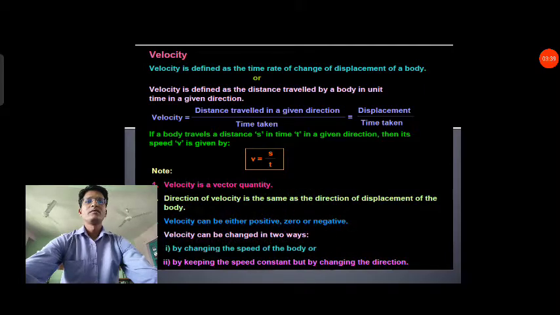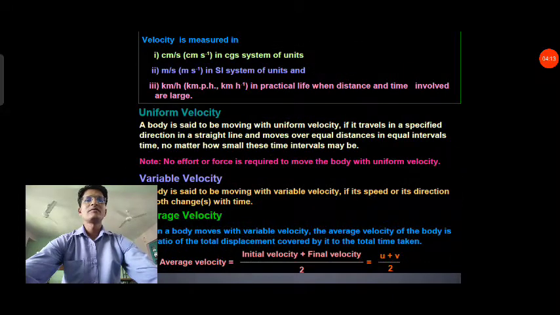Velocity. Velocity is defined as the time rate of change of displacement of a body. Whenever the word speed comes, distance will come in it, and whenever the word velocity comes, displacement will come in it. So velocity is the distance traveled in a given direction per unit time, or in a simple way, displacement per time. So v is equal to s upon t, and velocity is a vector quantity. This is just revising the topics we have completed.